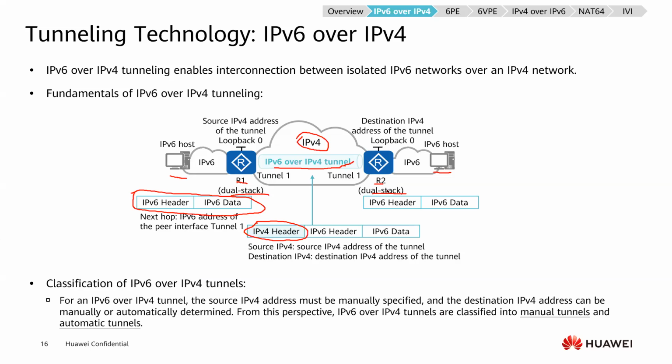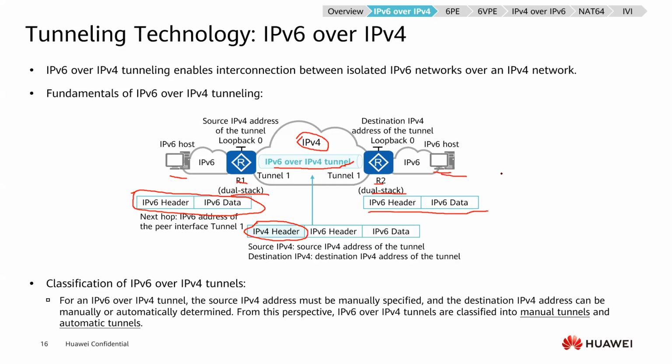So when R2 receives this IPv4 packet, it will decapsulate the header, and then the packet will become a bare IPv6 packet, and then it will check the IPv6 routing table and send this packet to the destination. So this is the whole packet transmission process for IPv6 over IPv4 tunnels. And there are two kinds of tunnel. One is manual, another is automatic.